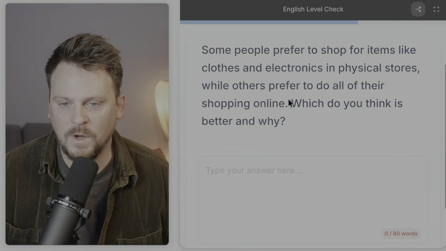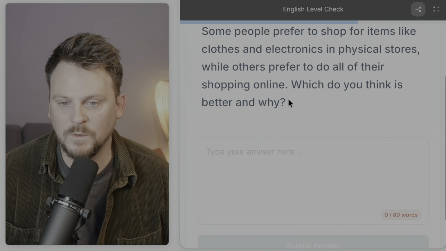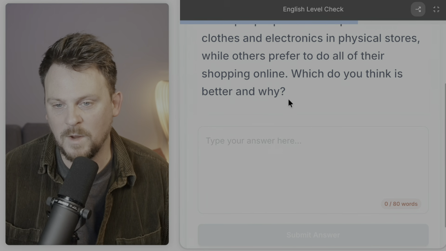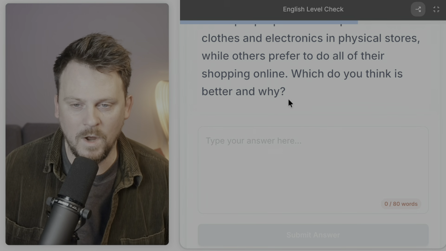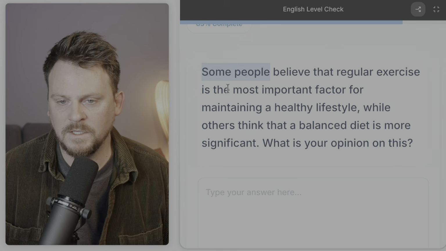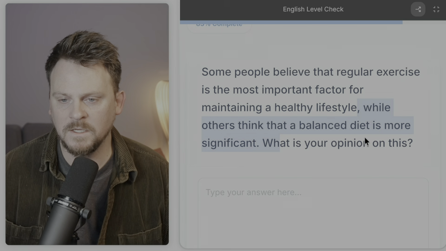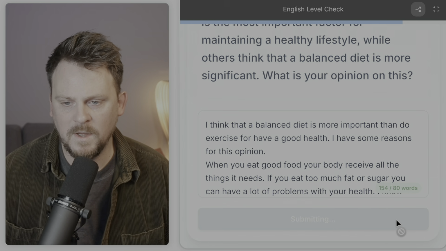Okay, writing section, 2 questions. Some people prefer to shop for items like clothes and electronics in physical stores, while others prefer to do all their shopping online. Which do you think is better and why? Okay, submit. Some people believe that regular exercise is the most important factor for maintaining a healthy lifestyle, while others think that a balanced diet is more significant. All right, so let's submit this. We're going for about a B2.